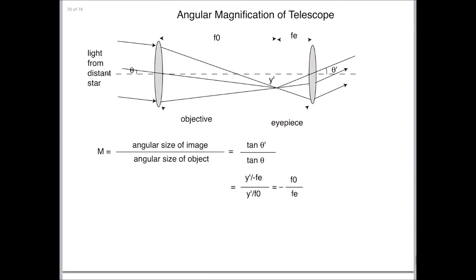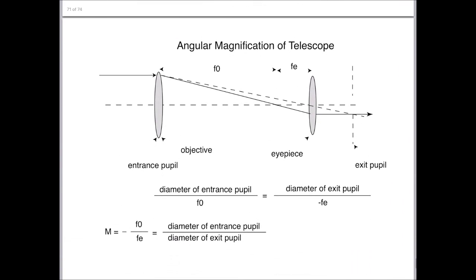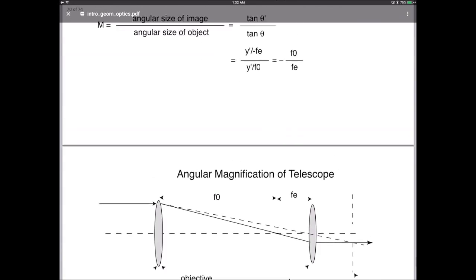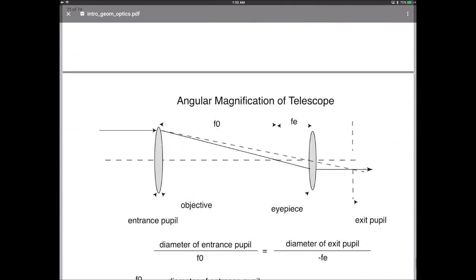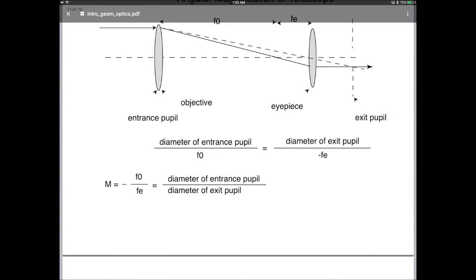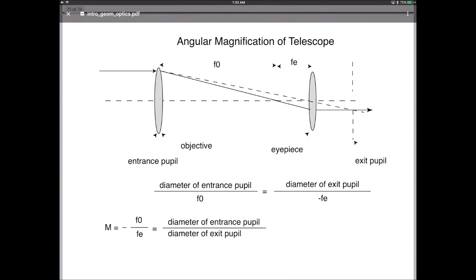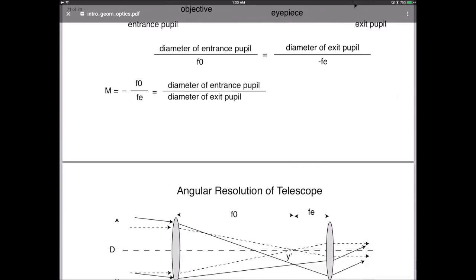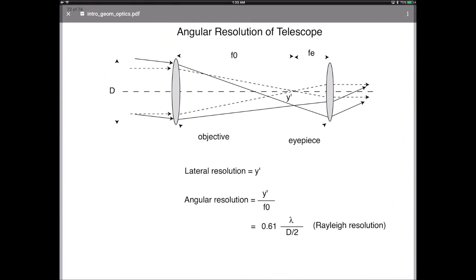Okay, so the angular magnification of the telescope can also be expressed by the ratio of the diameter of the entrance pupil to the diameter of the exit pupil. This again comes from simple geometry, and you can work that out. Lastly, we come to the angular resolution of the telescope.